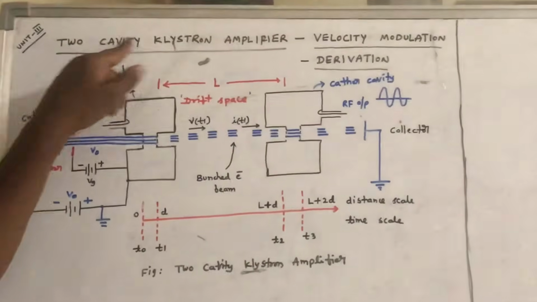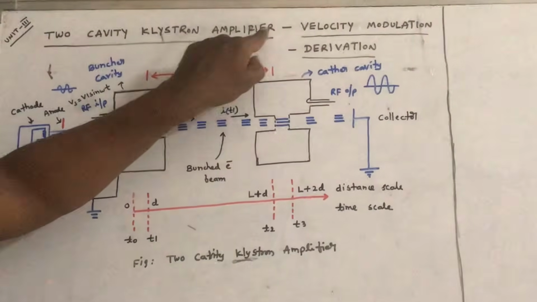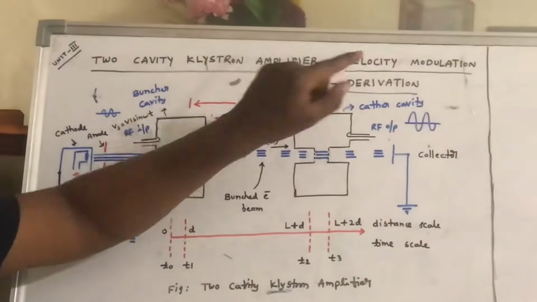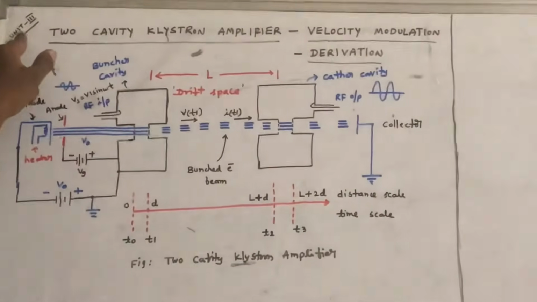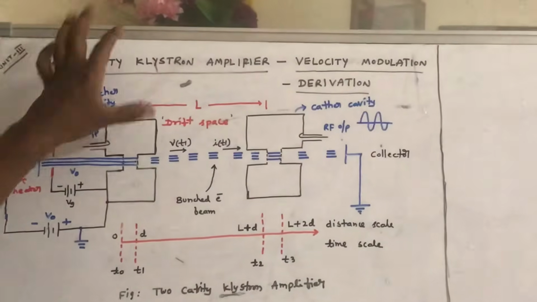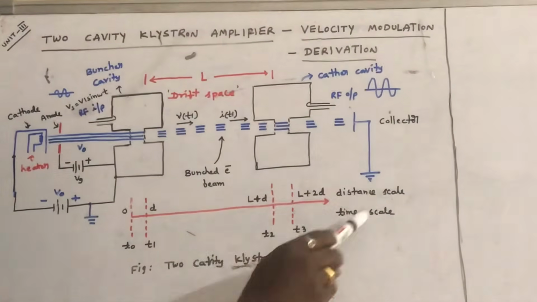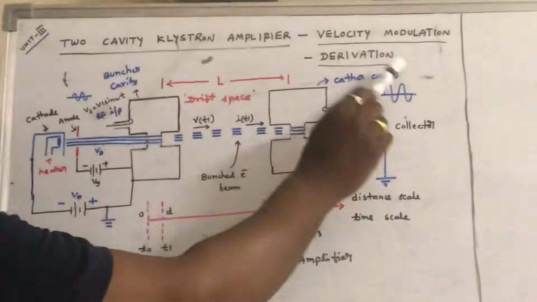Today we will discuss the two cavity Klystron amplifier, especially the velocity modulation derivation. This article comes in unit 3 of microwave engineering. See, this is the two cavity Klystron amplifier diagram. So let us see this diagram.